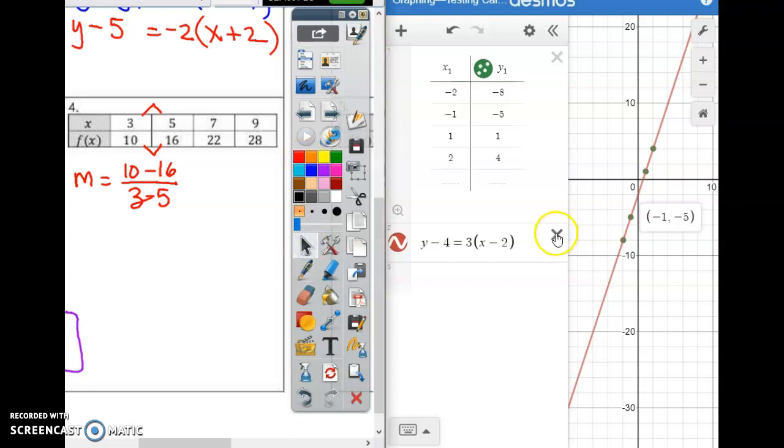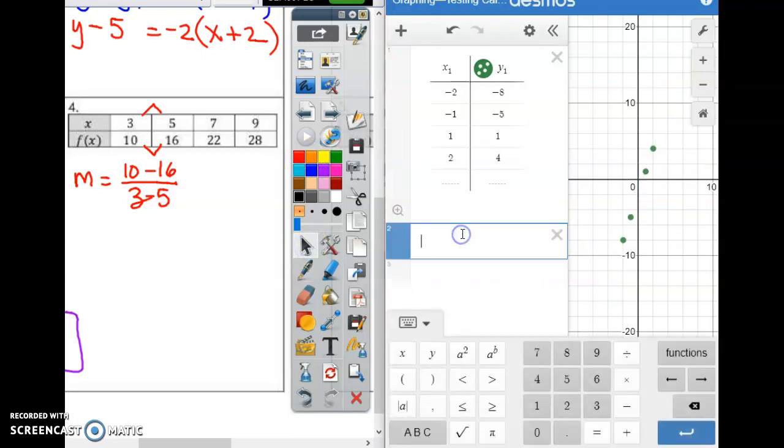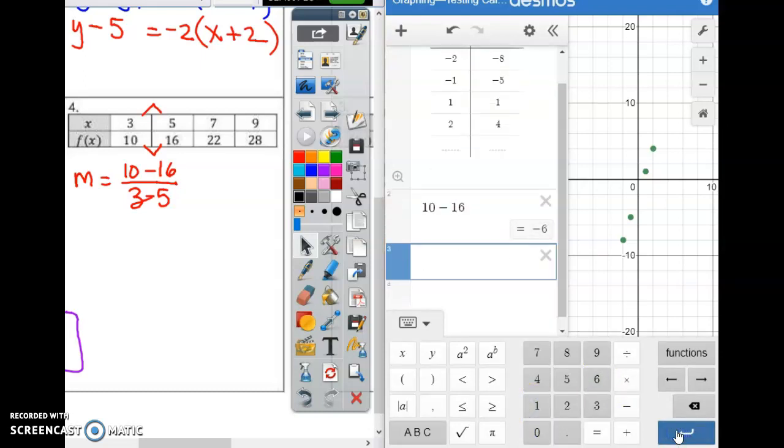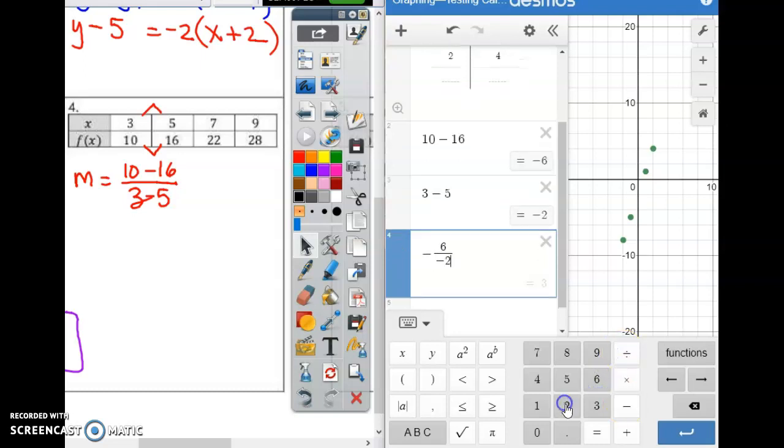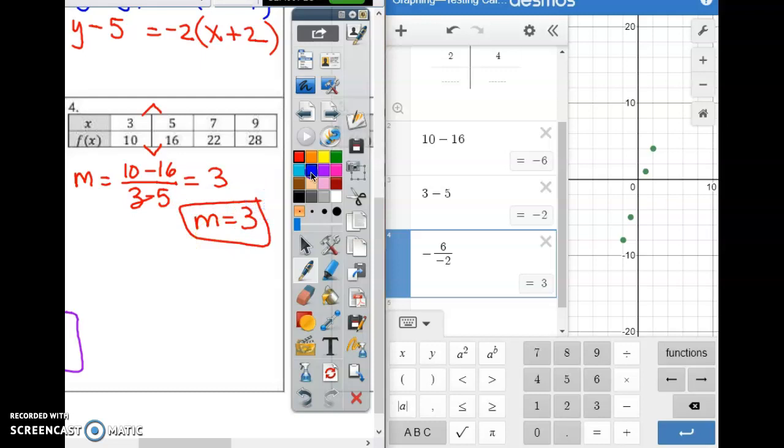So over here I have 10 minus 16, enter, 3 minus 5, enter, and divide -6 by -2. And that gives you a positive 3. So my slope again for this one is 3. M equals 3. Pick a point. I'll pick that one. My formula is y minus y1 equals m parentheses x minus x1.